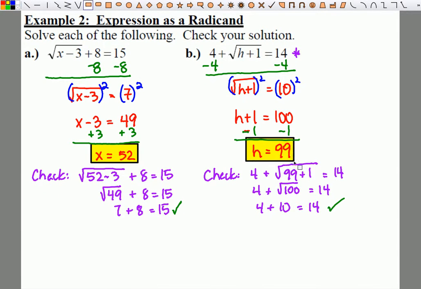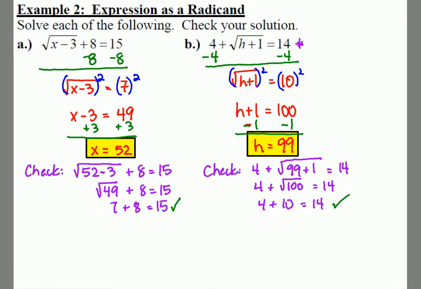There is how you solve an equation with a radicand.